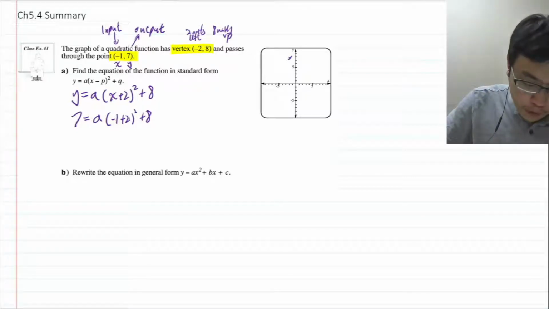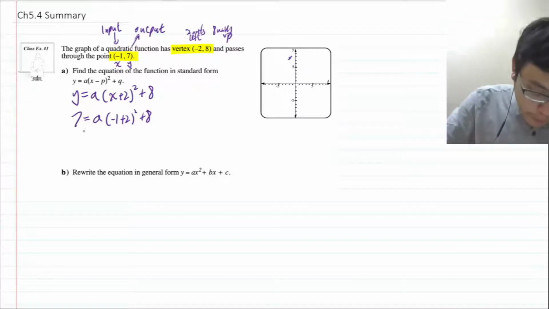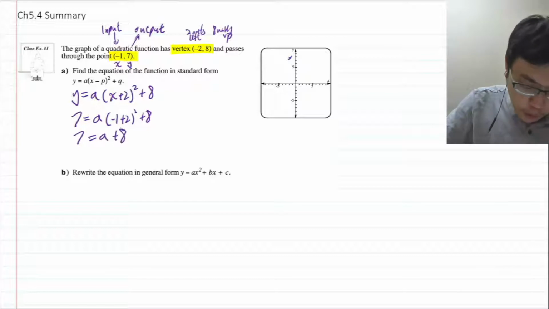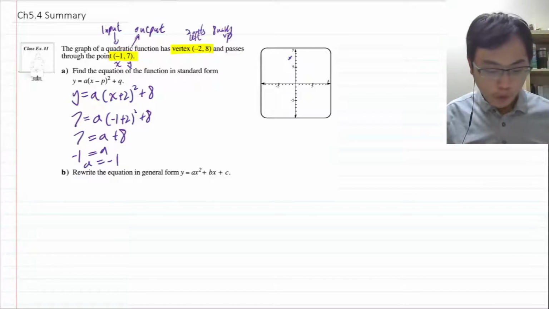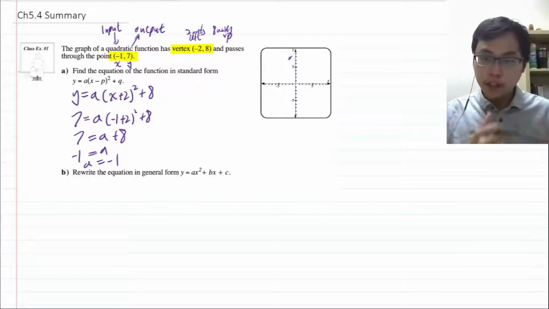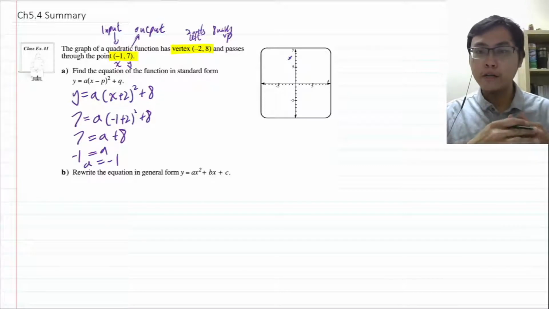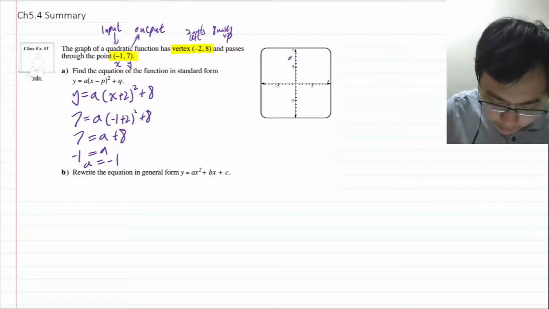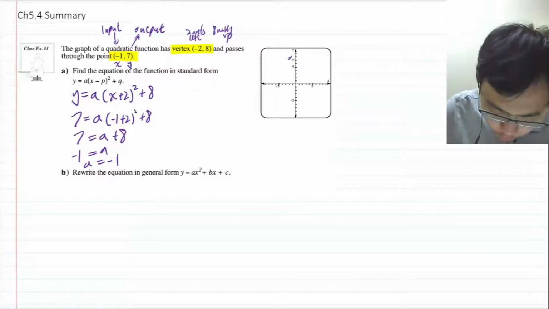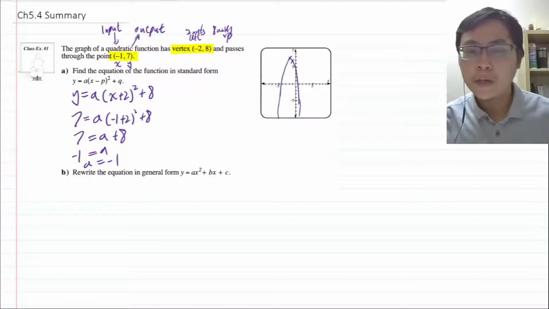Now, -1 plus 2 will give me 1. 1 squared is just 1, so a stays on its own. So we have 7 equals a plus 8, and all we have to do is subtract 8 from both sides so that -1 equals a, or you can say a equals -1. Now we found a. -1 means that it is going to be a reflection because it's negative, and there is no stretch factor. Okay, so all that happens is that it undergoes a reflection on the x-axis. So it would look somewhat like this, and we know that it passes through -1, 7, which is right here. So it's safe to sketch our parabola this way.